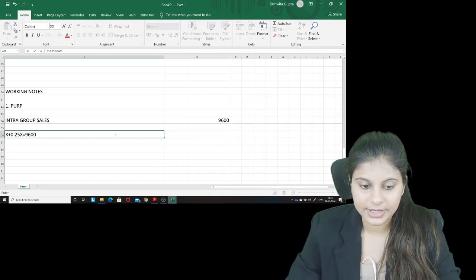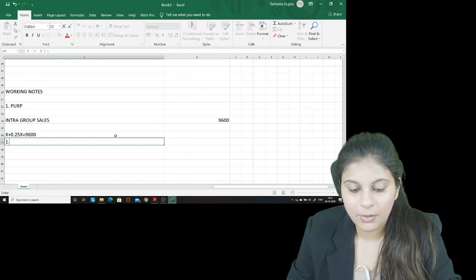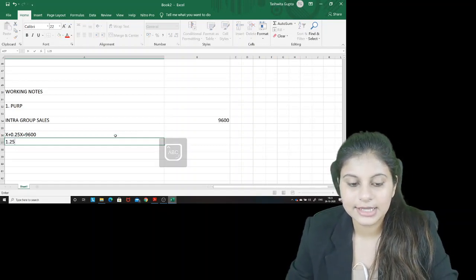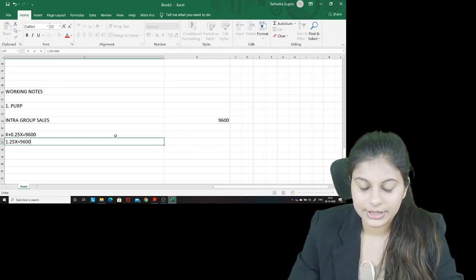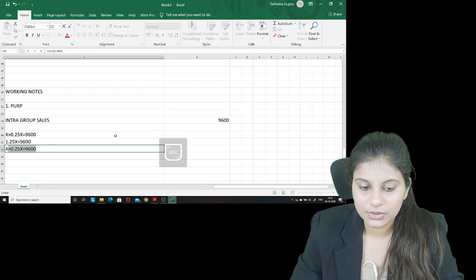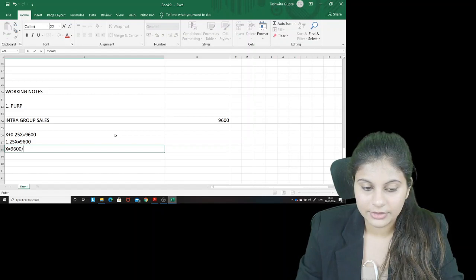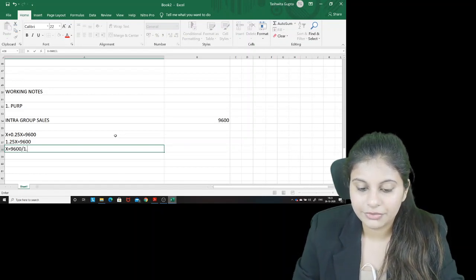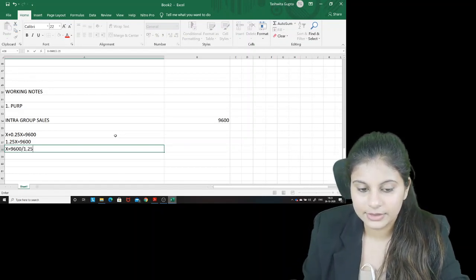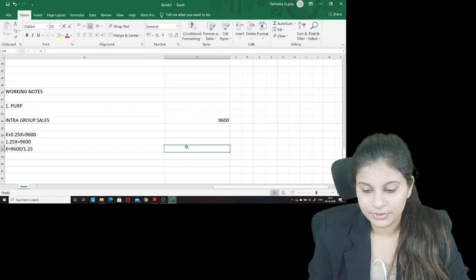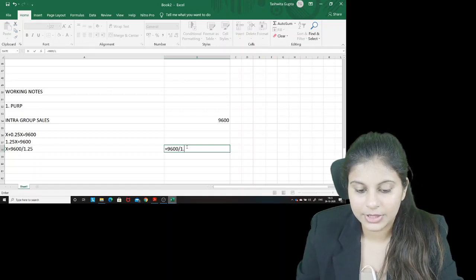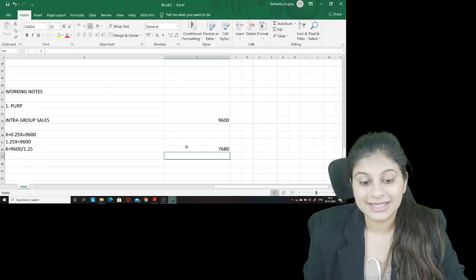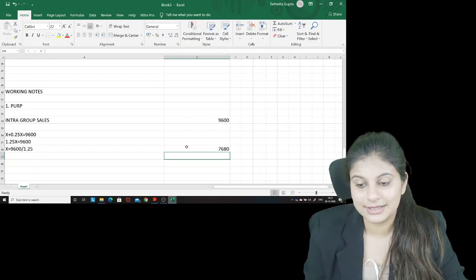9600, right? And that means 1.25x is equal to 9600. That means x is equal to 9600 divided by 1.25. And what is that? That means x is equal to 9600 divided by 1.25. 7680 is my cost and sale is 9600.